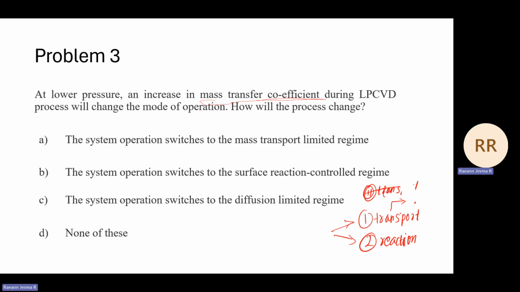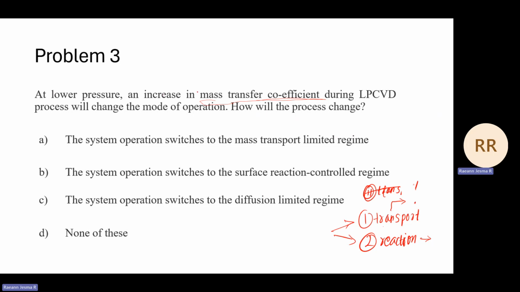Similarly, let's say there is no limit in the transport, and you are transporting more mass towards the surface of the substrate. However, if at the surface of your substrate you are not providing enough energy, either by temperature or some other mechanism, then your reaction will still not happen. In that case, you can call that a reaction limited regime. That is what is meant by mass transport limited regime and surface reaction controlled regime or diffusion limited regime.